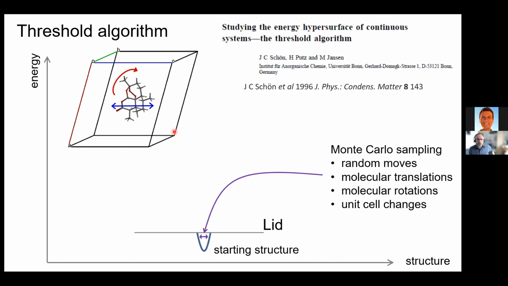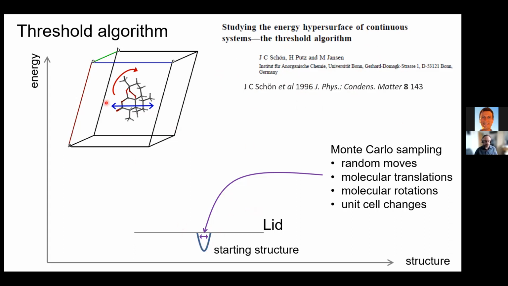So this is where the threshold algorithm comes in. There are lots of ways of trying to sample transitions between structures. This is what we've taken to initially use to try to do some of this work. We haven't invented this threshold algorithm. Sean and Putz and Janssen described this well, quite a while ago now, and it's a method which I'll now describe and how we're doing this.